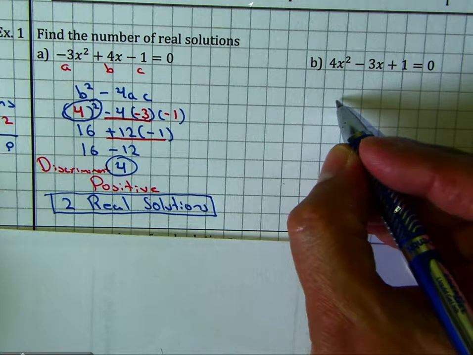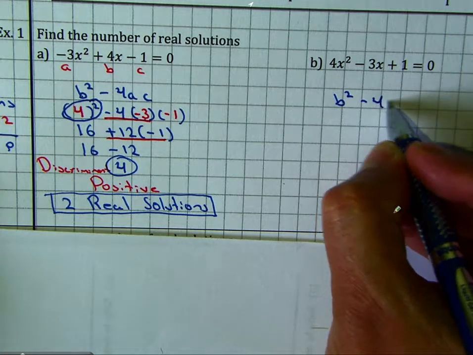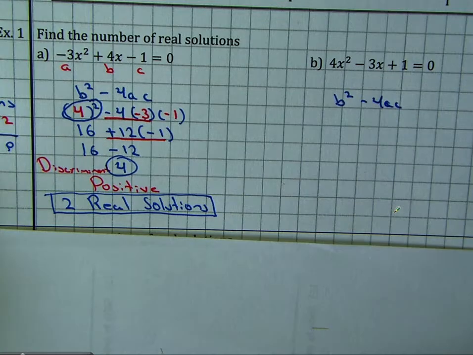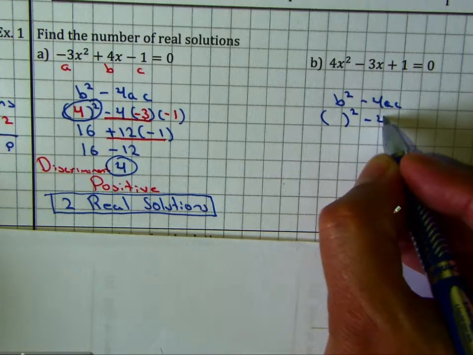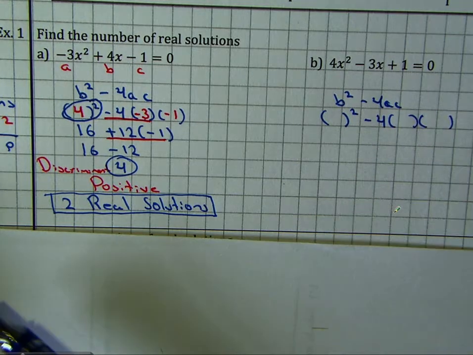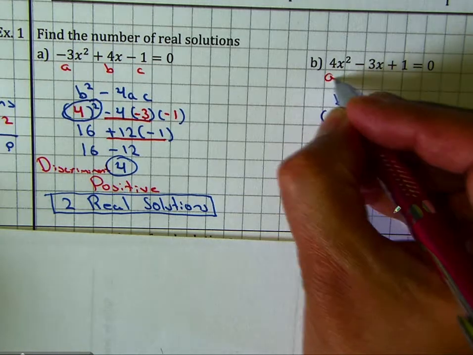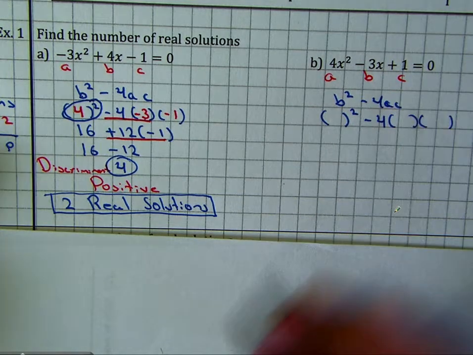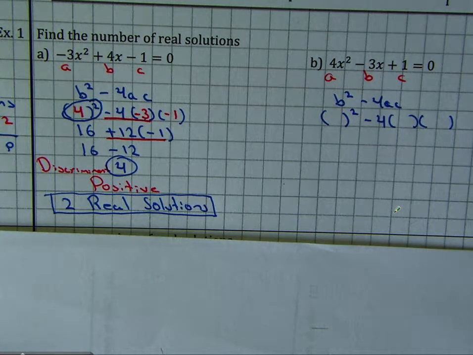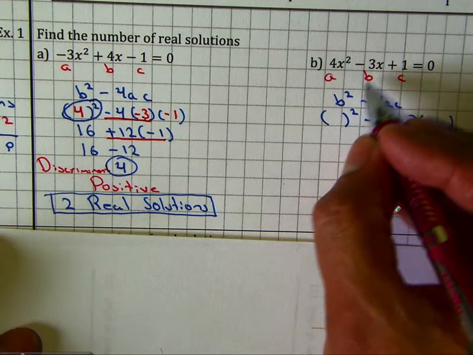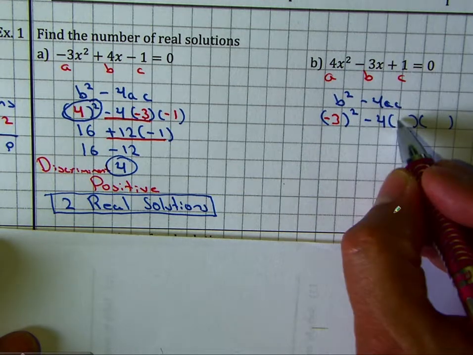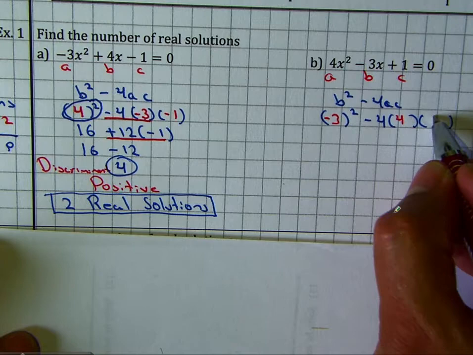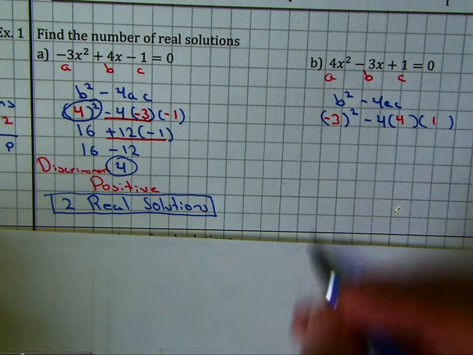So the equation will be b squared minus 4ac. Now notice I'm going to set it up first. B squared minus 4a and c, where we have the value of a, the value of b, and the value of c. And now I can just plug it in. B is negative 3, A is 4, and C is 1. And now I can just simplify.